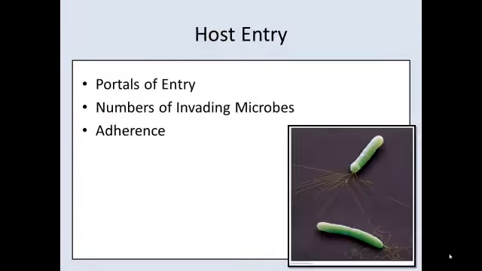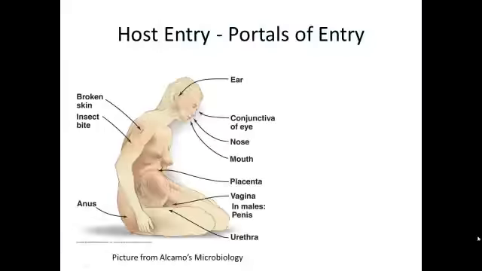First off, host entry. We're going to talk about portals of entry, numbers of invading microbes, and adherence. Portals of entry are basically any openings that lead into the rest of the body. So as you can see, these are all things that you're familiar with. The placenta, if you're a fetus, that's pretty much the only way that a pathogen is going to get to you before you're born. Now you'll notice that most of these are mucous membranes, okay?